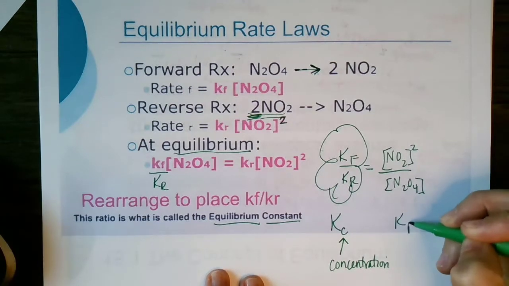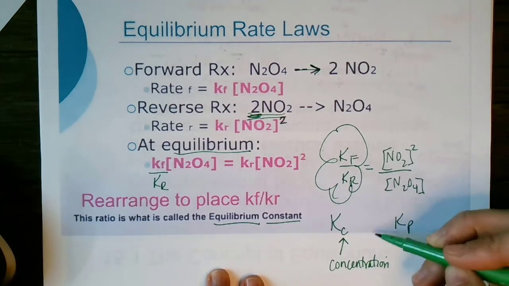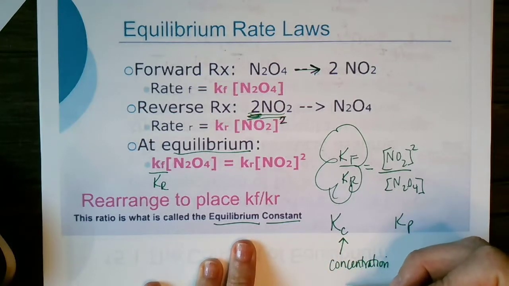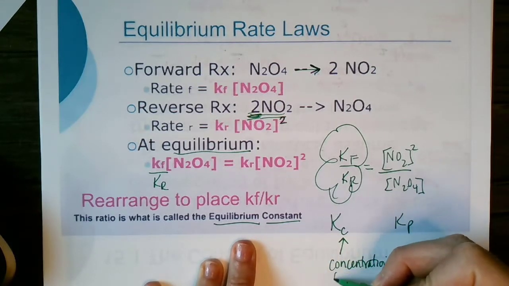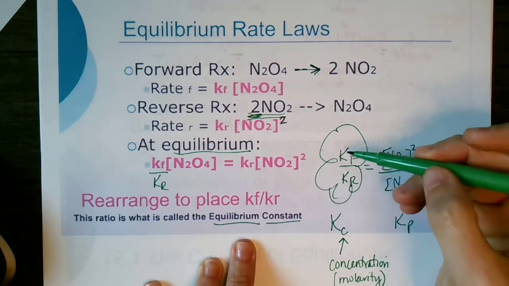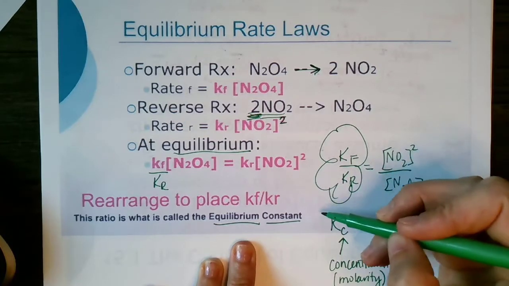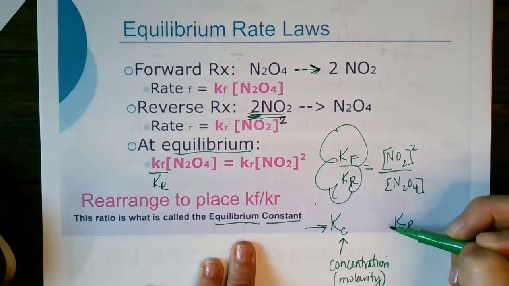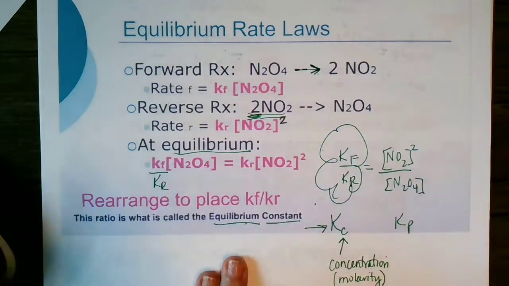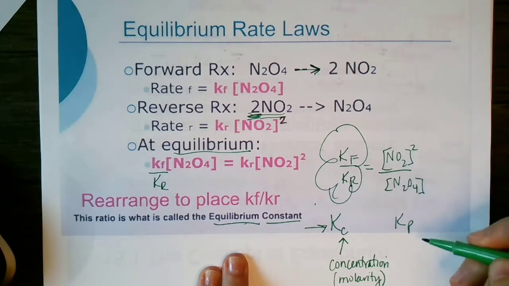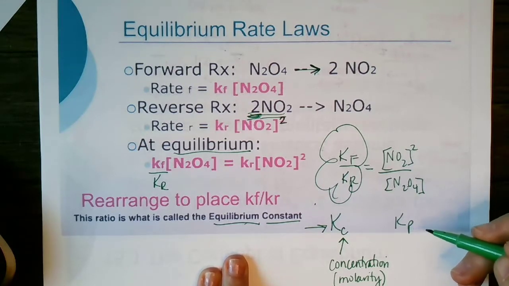Or by Kp if we're looking at the equilibrium constant when looking at pressure. And again, concentration, dealing with molarity. So Kf over Kr is then denoted as our equilibrium constant, Kc, or like I said, we will also be looking at Kp, and pressure we often will look at in atmospheres, kilopascals, any other pressure units.